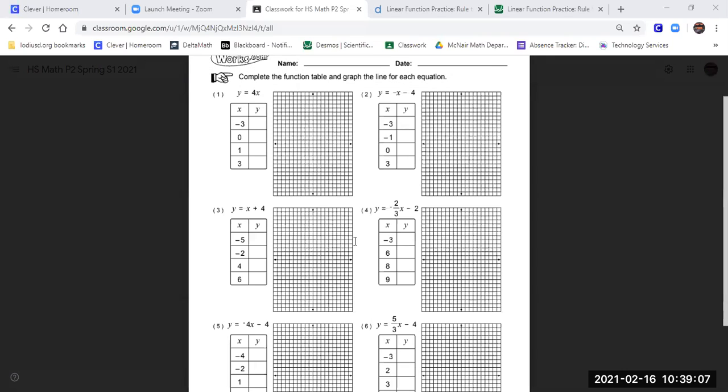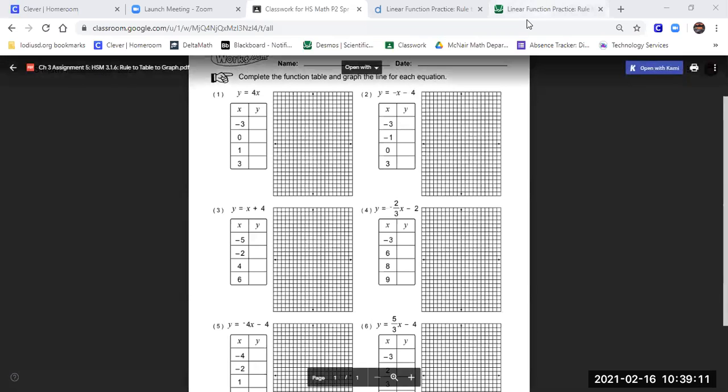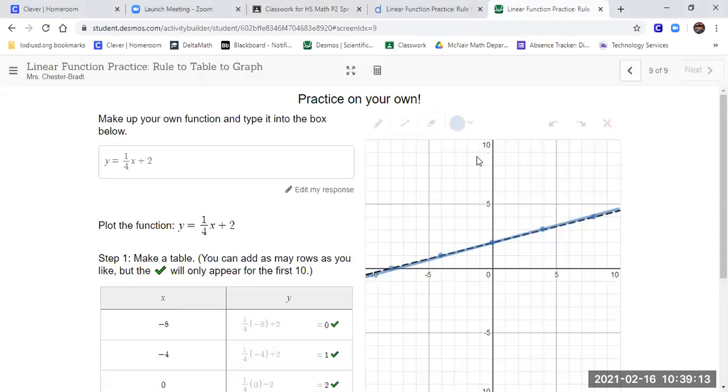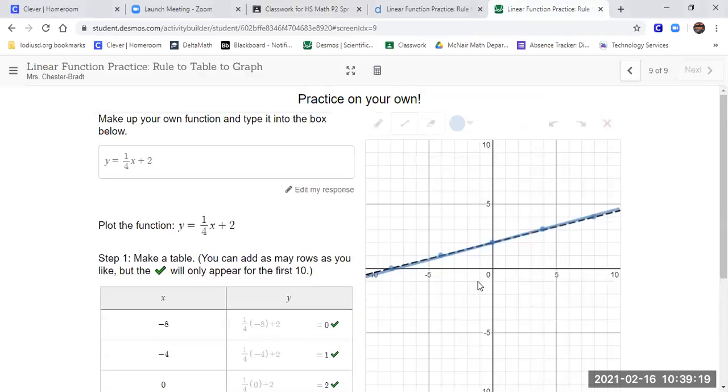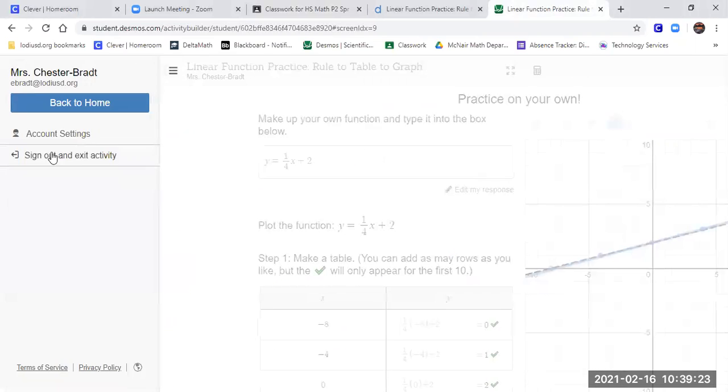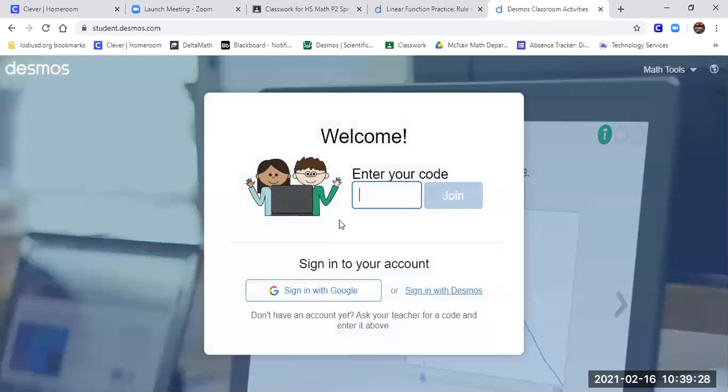And on this, there's a turn in button, is there? Is there a place to turn in, or do you just close it? Because I don't see one. Other than my submit thing. Okay, so I'm going to close out of it. I don't need it open anymore. Go over to the edge, sign out, and exit this activity.